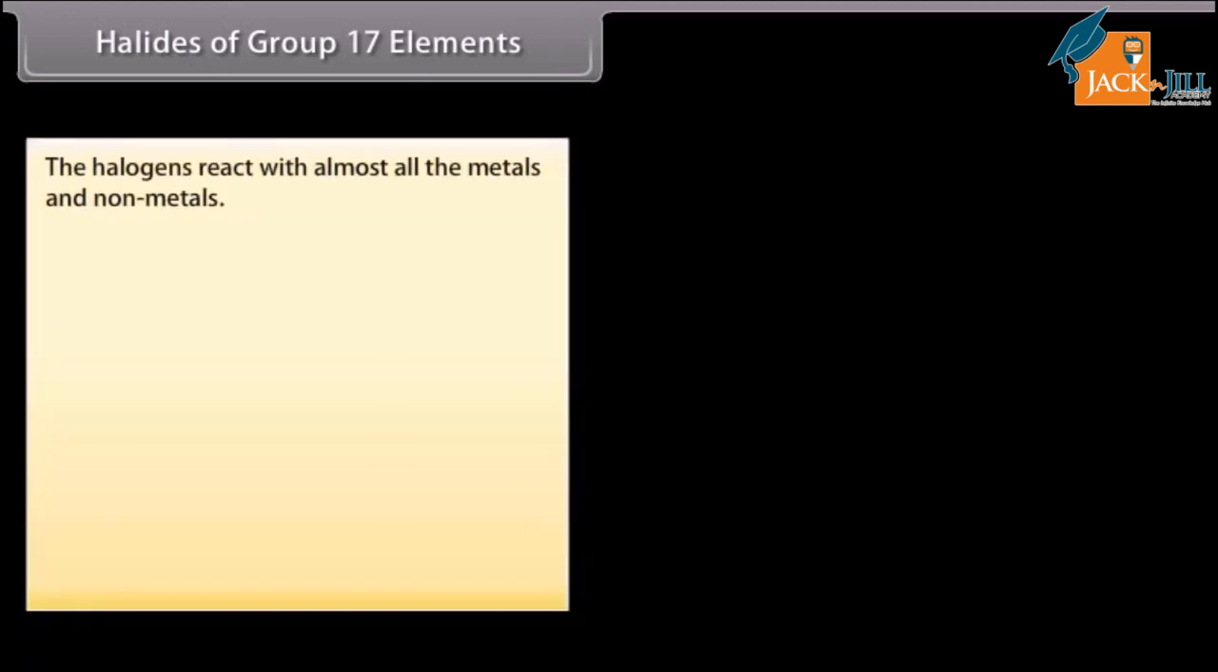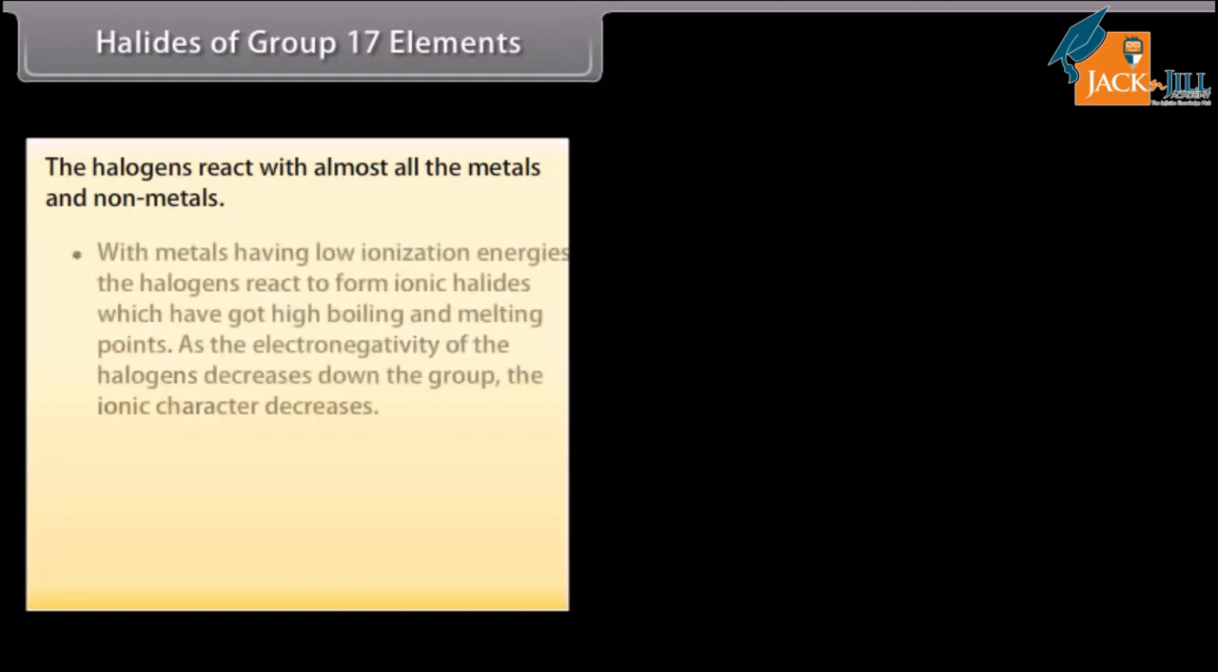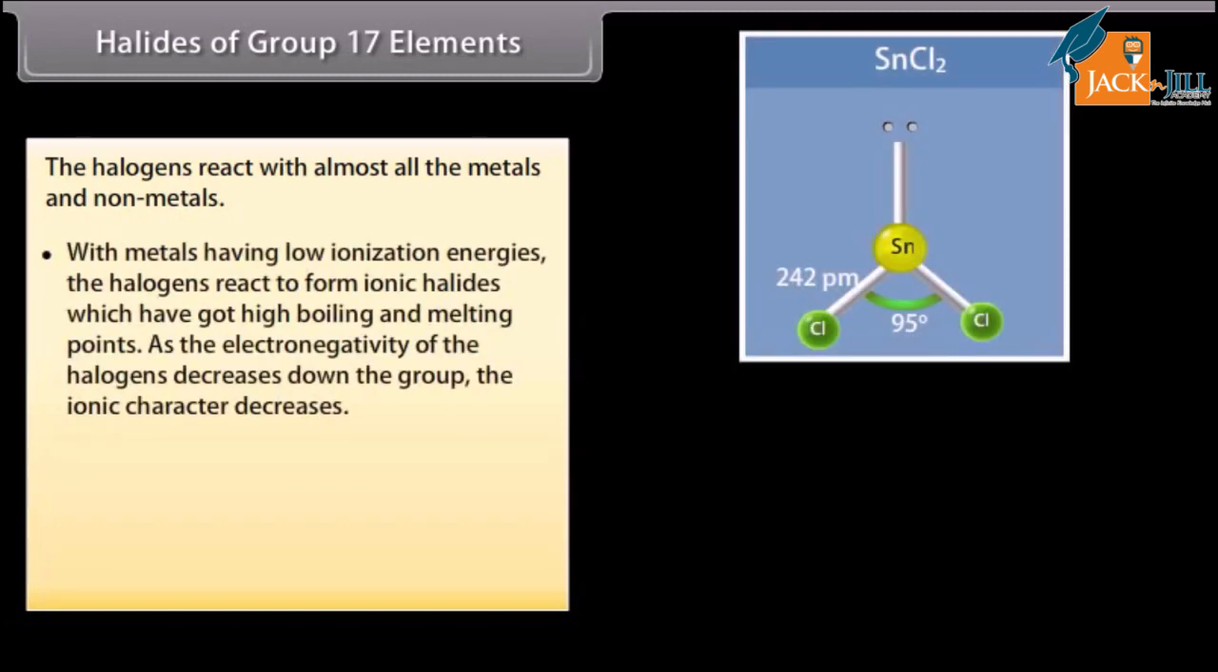Halides of group 17 elements. The halogens react with almost all the metals and non-metals. With metals having low ionization energies, the halogens react to form ionic halides which have got high boiling and melting points. As the electronegativity of the halogens decreases down the group, the ionic character decreases. For example, SnCl2 and PbCl2.